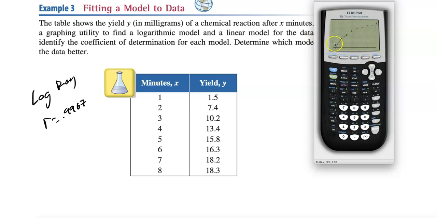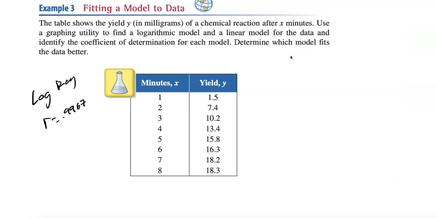So they always graph in order. I'm graphing Y1 first, that was our log model. Then they graph the line model right there. You can see the line one's not nearly as good. So which model fits the data better? The log model does.